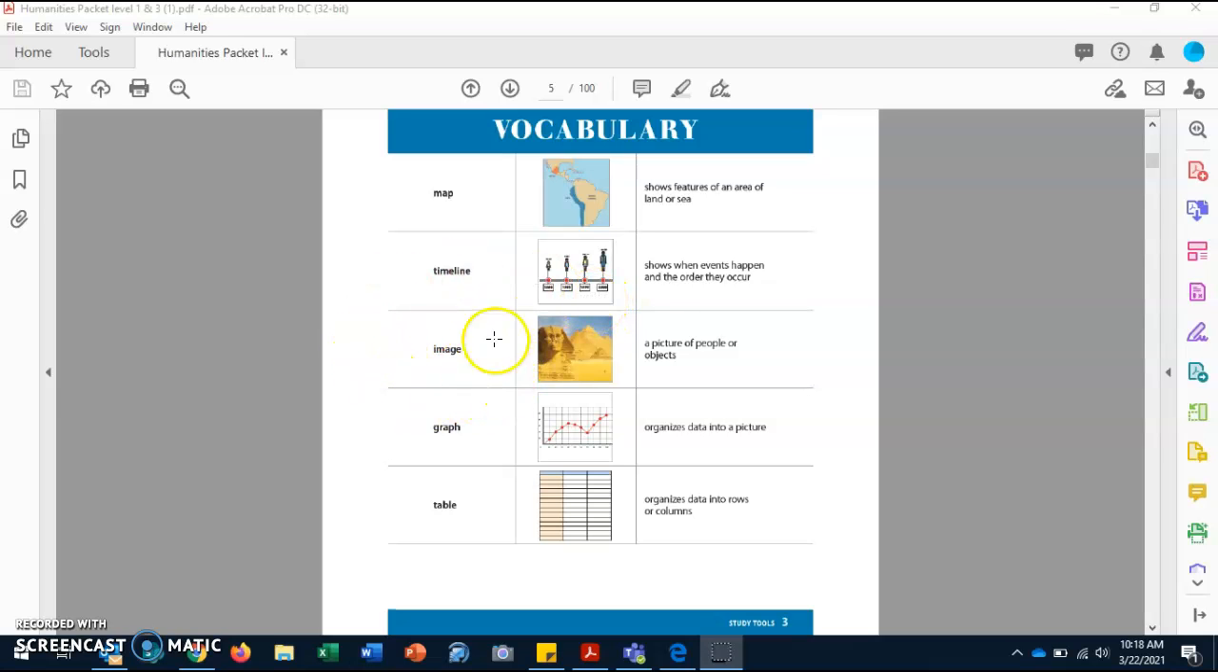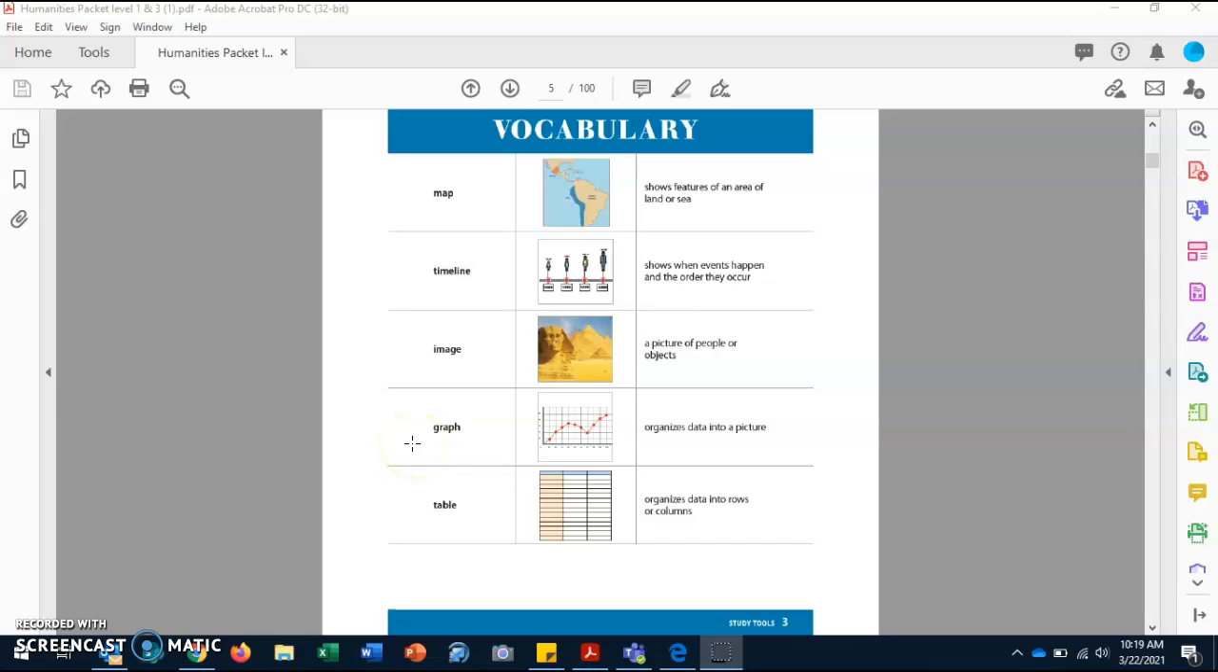Next is an image. Have you all ever seen an image? Yeah, of course, we are seeing one right now at this moment watching this video. So an image is a picture of people or objects. I'm sure we have seen plenty of pictures. I'm sure we have a lot of pictures at home of us or our family members. We see pictures of people or things everywhere. So images, we see them all the time.